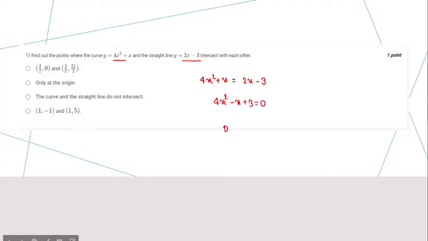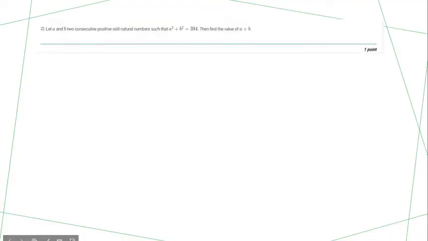If you see the value of D, here it is giving a negative number, which is less than 0. That means it does not have any real solution. So it means that these two curves do not intersect. Moving to the second question.